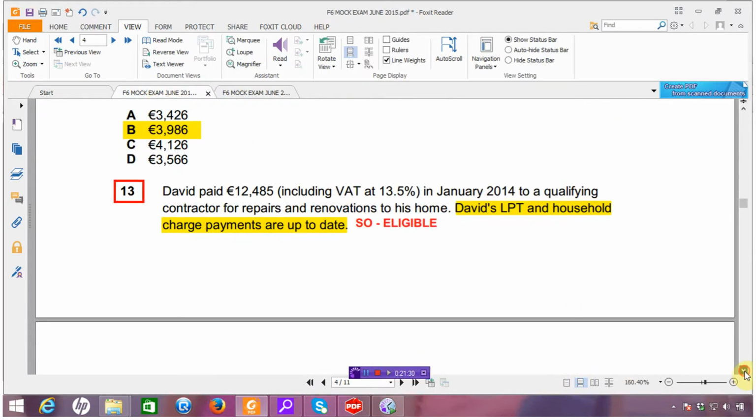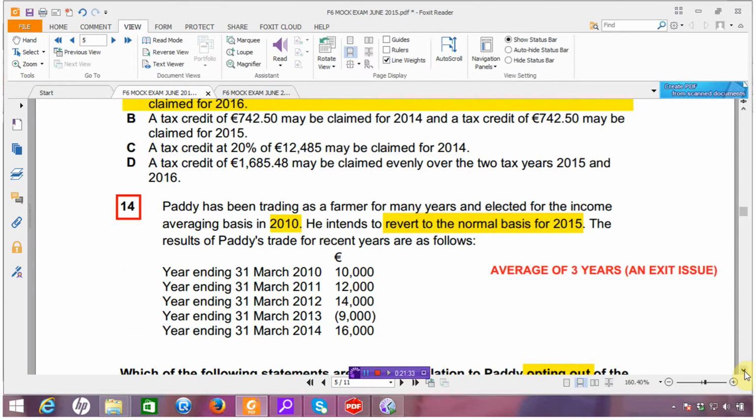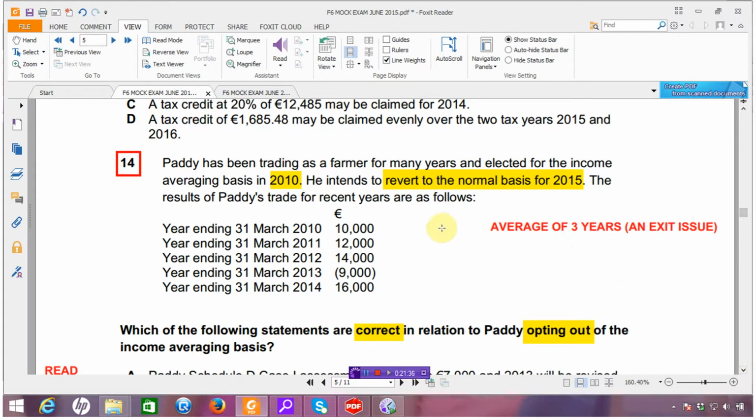Okay, next question, number 14. We've got averaging here for farmers, and it's a fairly straightforward issue, averaging, and perhaps it's an issue that students find a little bit unusual and perhaps don't spend enough time on it. This is probably your sort of worst case scenario, because rather than simply asking you to provide an assessment based on the farmer's averaging rule for a year, what they do is that they ask you to consider a situation where the individual wants to revert back to the normal basis, and there is a little bit of work to do there. We've got basically what I would call a sort of an exit issue.